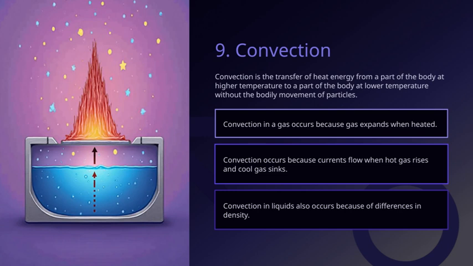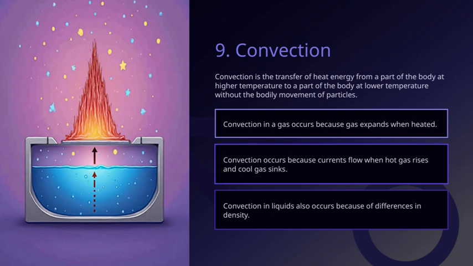This movement is driven by temperature differences, and it's a natural way for heat to transfer from one area to another in gases. In gases, convection happens because the gas expands when heated. As the gas heats up, it expands and becomes less dense, causing it to rise, while cooler, denser gas sinks. This process helps distribute heat more evenly in the atmosphere or any gaseous environment.